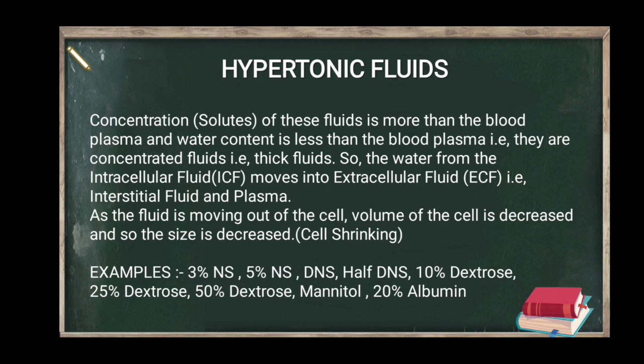As they contain less amount of water, the water moves from the intracellular fluid into the interstitial fluid and then into the plasma, because relatively there is more water inside the cells. As the fluid is moving out of the cell, the volume of the cell is decreased, and so the size of the cell is decreased. That means shrinking of the cell occurs.